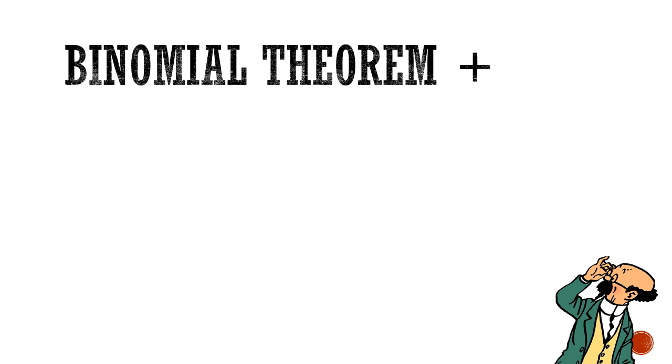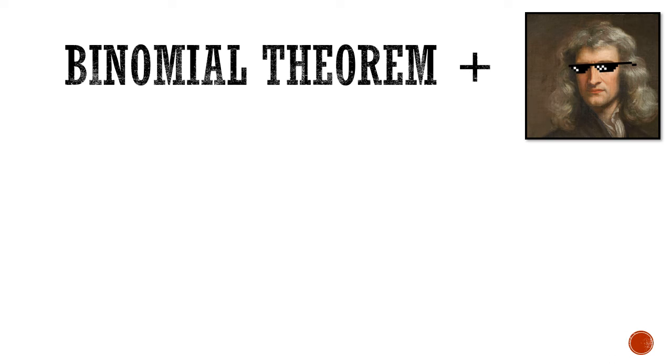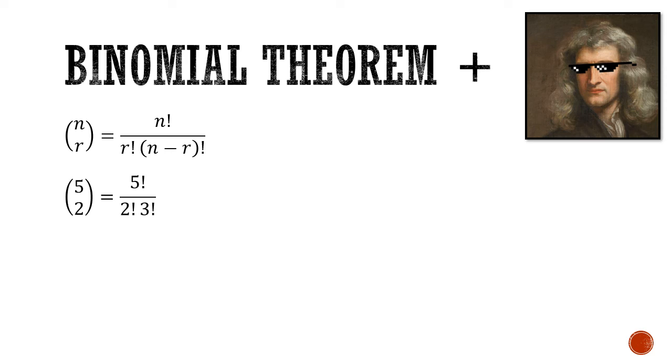In the year 1665, before Newton invented calculus, he actually generalized the binomial theorem so that n can be any real number. So let me go through the idea of the proof by first going through the computation of combinatorial functions for decimals. This is the general formula for n choose r. If we plug in n equals 5 and r equals 2, we get 5 choose 2, which computes to be 10. So what happens when n is 0.5?